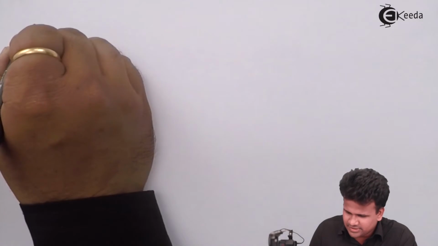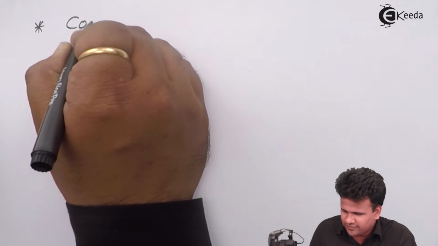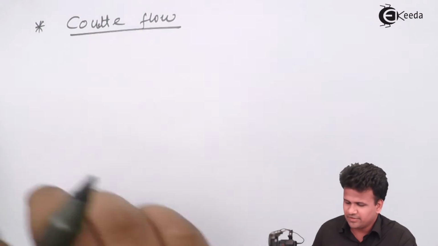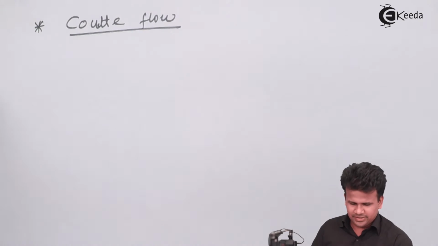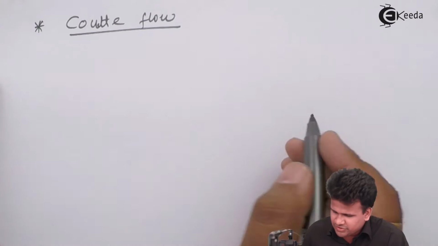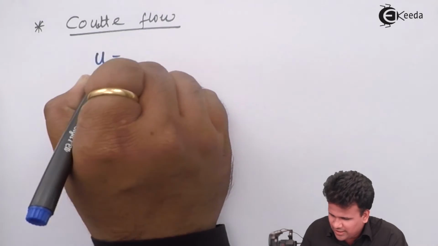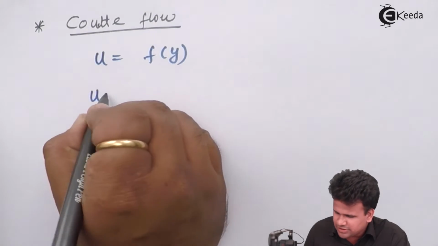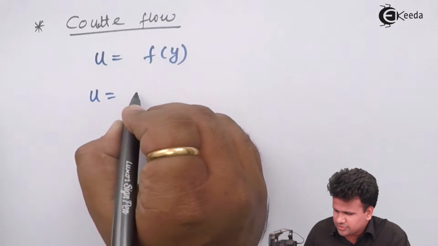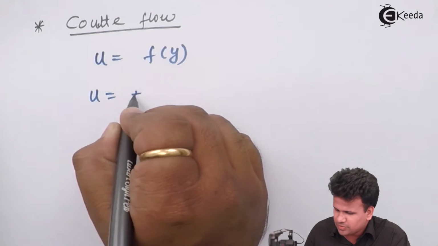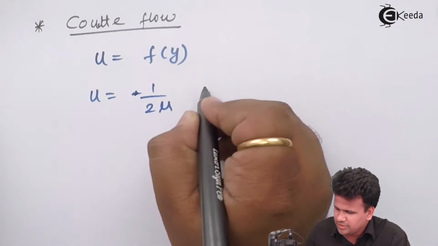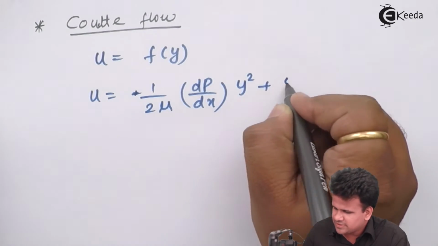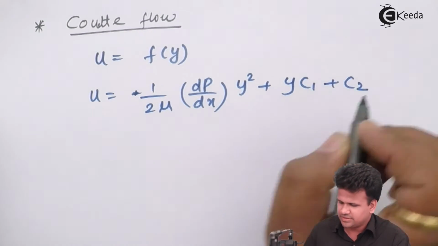So let us see, this is a real life situation where the flow is called a Couette flow. Pardon my spelling for Couette. Anyways, let us solve this part. Initially we got u as a function of y, which was the solution of the Navier-Stokes equation: u = 1/(2 mu) dp/dx * y^2 + y*c1 + c2.